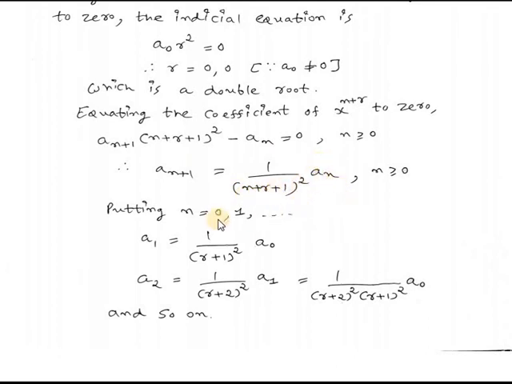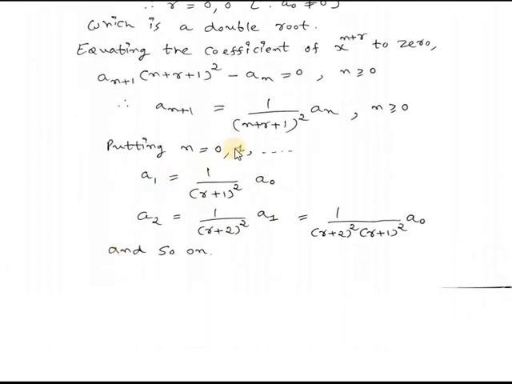Now we will put different values of n starting from 0. So first of all, putting n equal to 0 in this expression, we will get a1 is equal to 1 divided by (r plus 1) whole square a0. Now we will put n equal to 1, so we will get a2 is equal to 1 divided by (r plus 2) whole square a1. Now what is the value of a1? This, so we will put this value over here, so we will get 1 divided by (r plus 2) whole square, (r plus 1) whole square into a0, and so on.